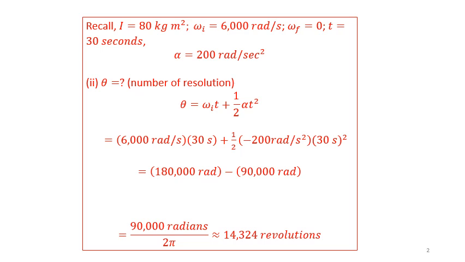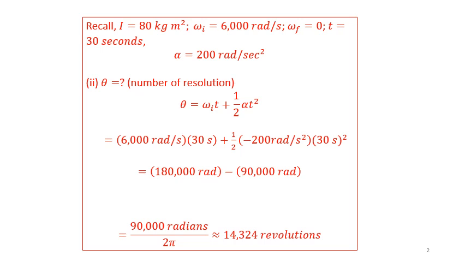That's 200 divided by 2, so you have 90,000 radians. And if you subtract that, you have 90,000 radians. And in revolutions, remember that one revolution is 2 pi radians. So to get the revolutions, you divide your 90,000 radians by 2 pi.